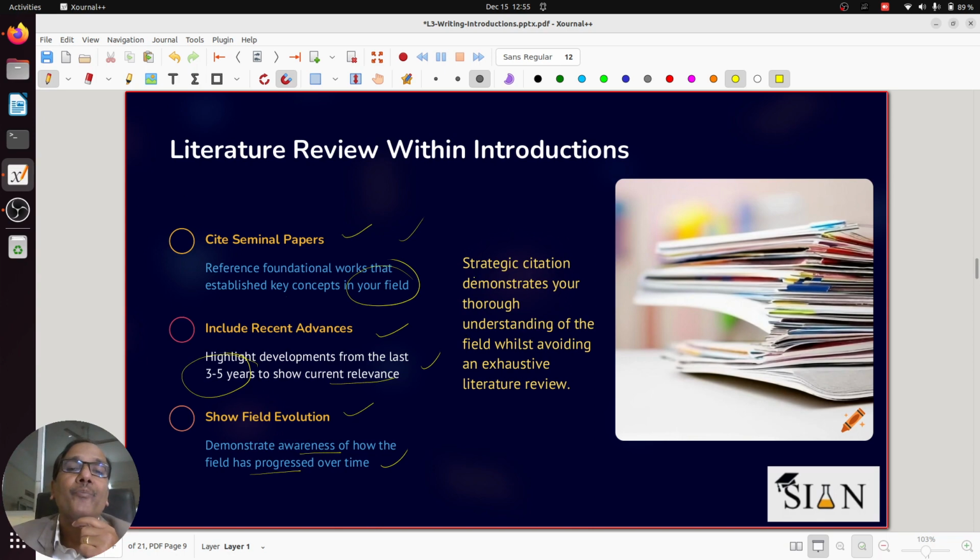This is important: strategic citation demonstrates your thorough understanding of the field whilst avoiding an exhaustive literature review. So do not use hundreds of papers for review. Just give some good papers which are directly relevant to the subject under consideration.